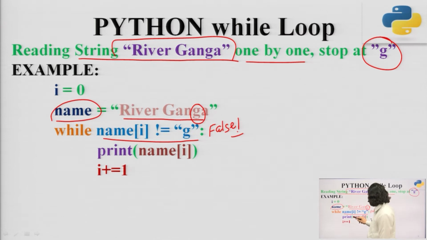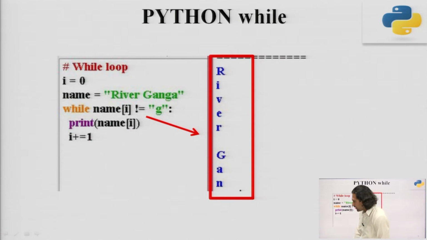So, here you can see that the output will be RIVER space GAN, because at G the condition becomes false. So, this is the output of this while loop. Here you can see at G the condition becomes false and the loop exits.